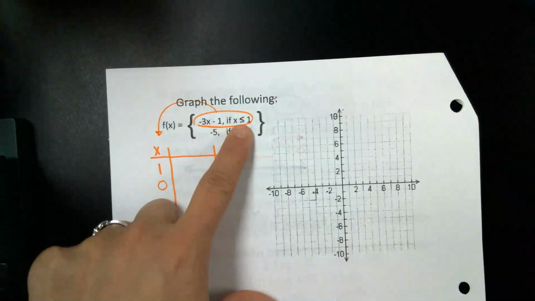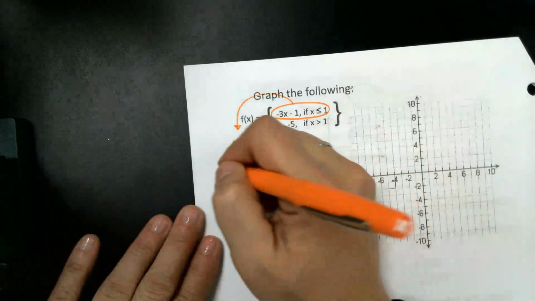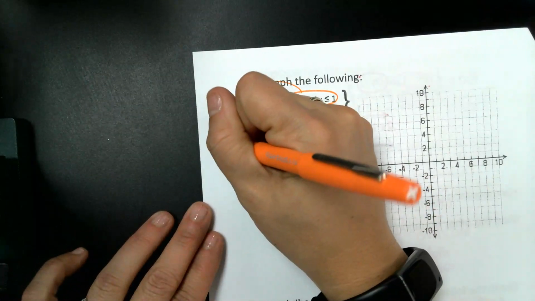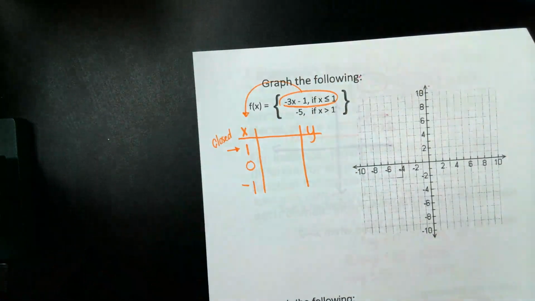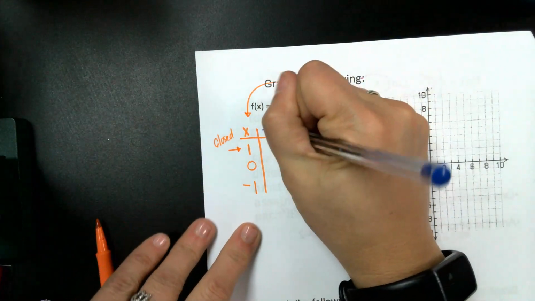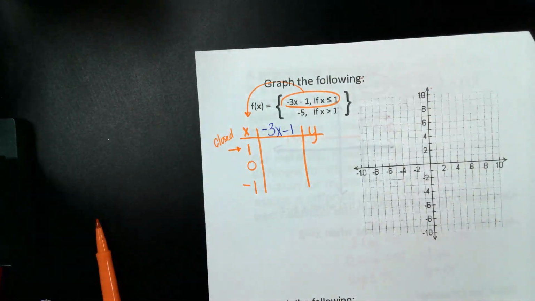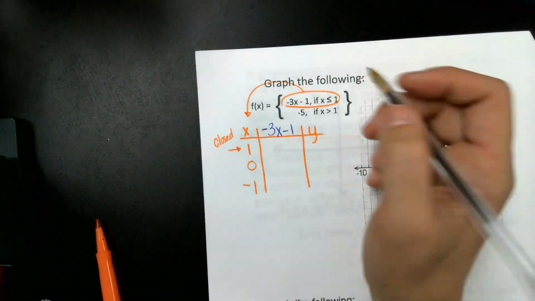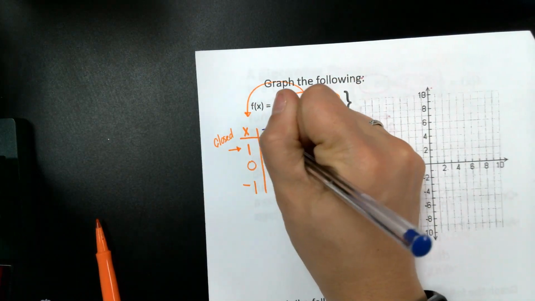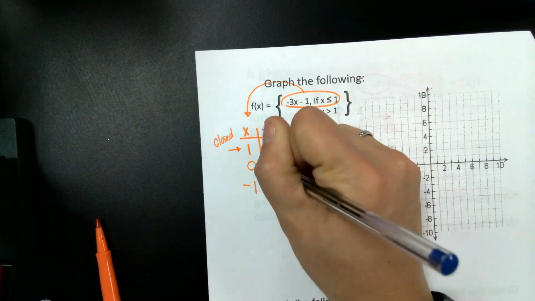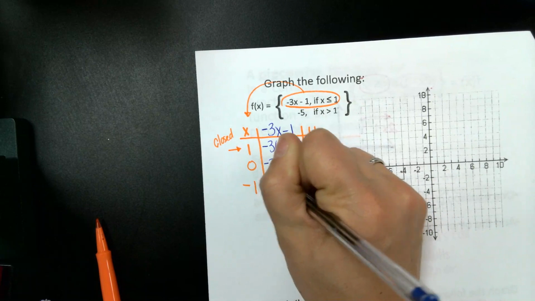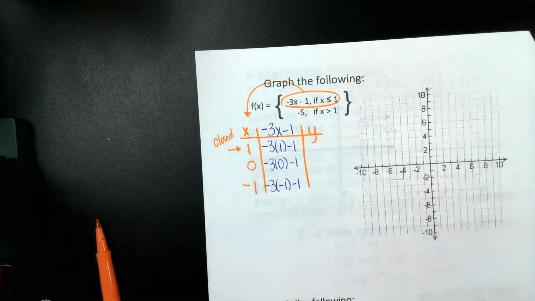Now, that has an equal sign. So this top one right here, is that going to be open or closed? Closed. You'll have a closed circle there. And we are using the function -3x minus 1 to get all of our y values. So you're going to take these numbers and plug them in where the x is. We would do -3 times 1 minus 1, -3 times 0 minus 1, and -3 times -1 minus 1.